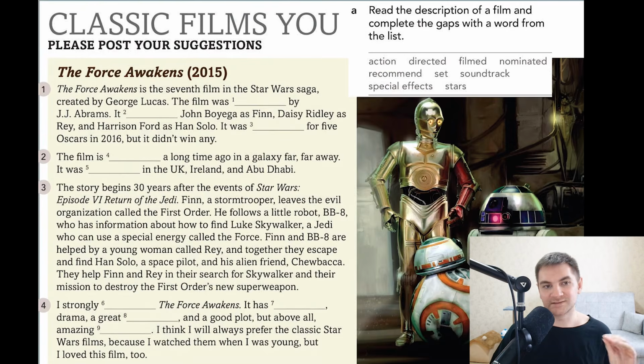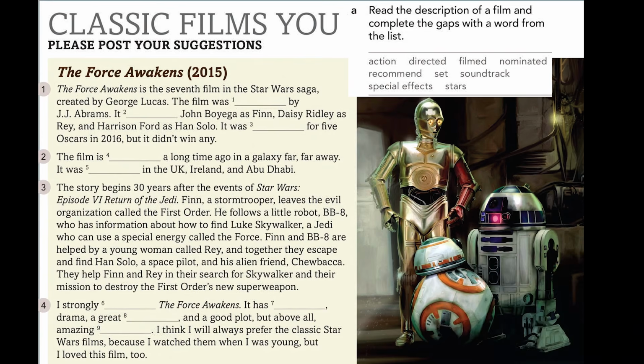Writing part. A. Read the description of a film and complete the gaps with a word from the list. Action, directed, filmed, nominated, recommend, set, soundtrack, special effects, stars. Okay, first read the short film description. There are missing words in the text. You can see them on the screen. Choose the correct word from the list to complete each gap, and each word is used only once, so I think the task is clear. Then check yourself, of course.